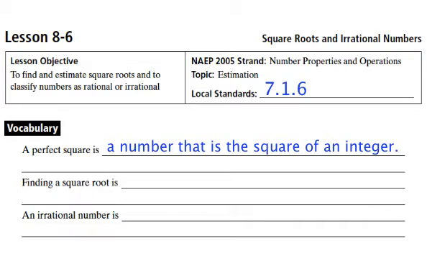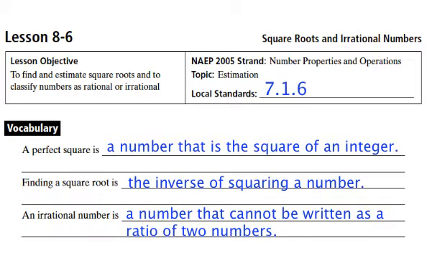The vocabulary. A perfect square is a number that is a square of an integer. Examples would be 4, 9, 16, 25, 36, 49, 64, 81, and 100. Finding a square root is the inverse of squaring a number. For example, the square root of 100 is 10.